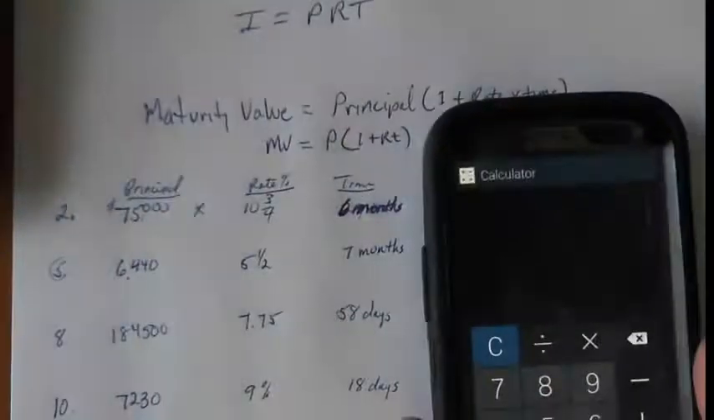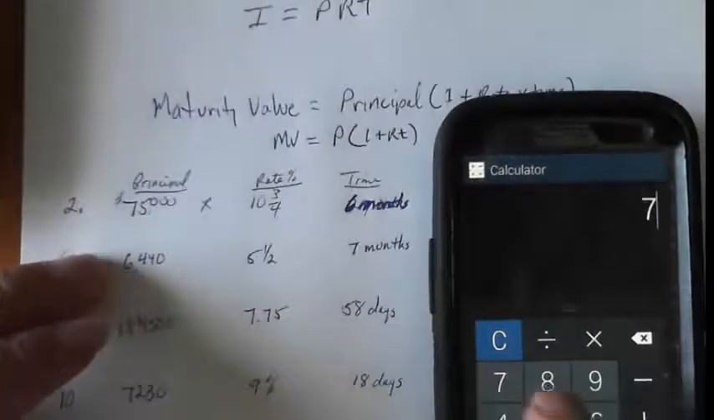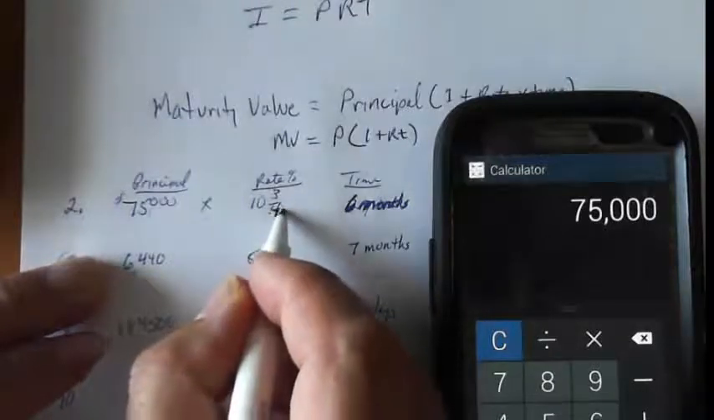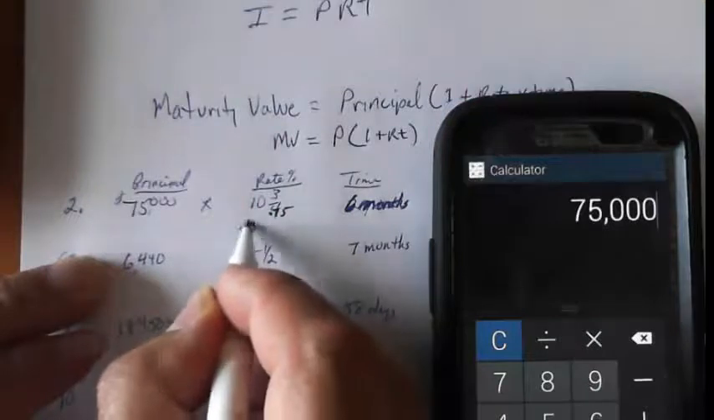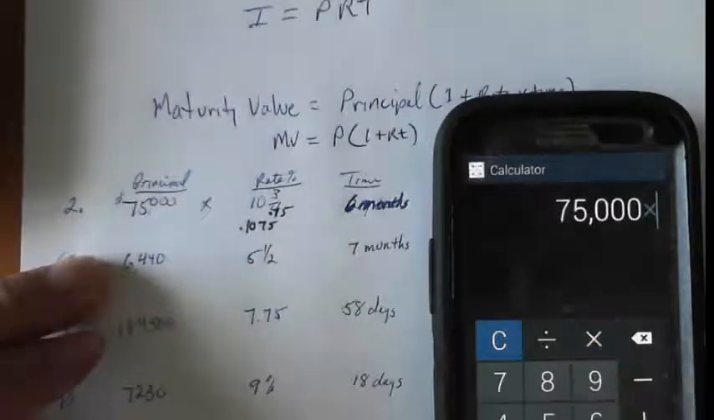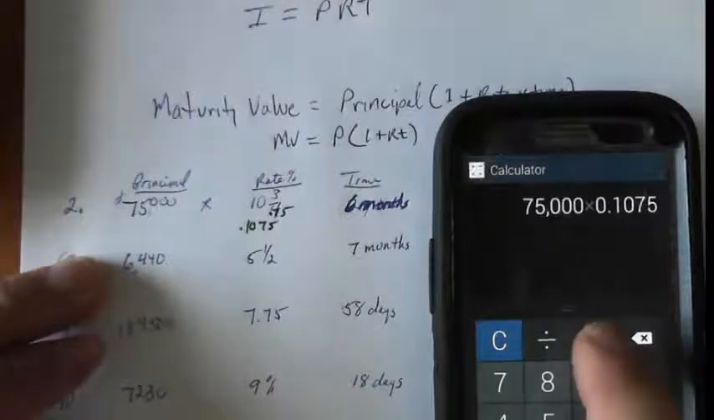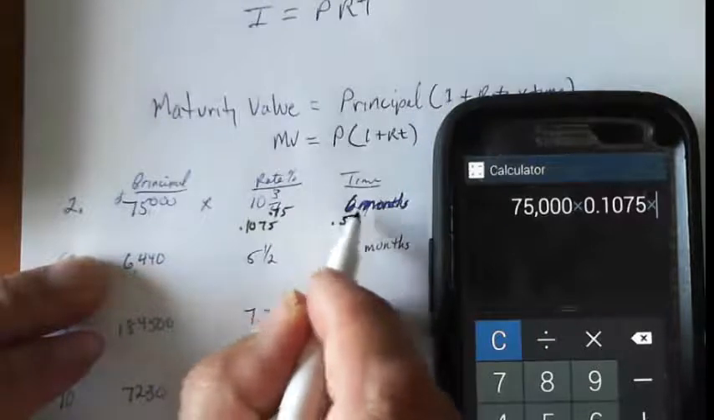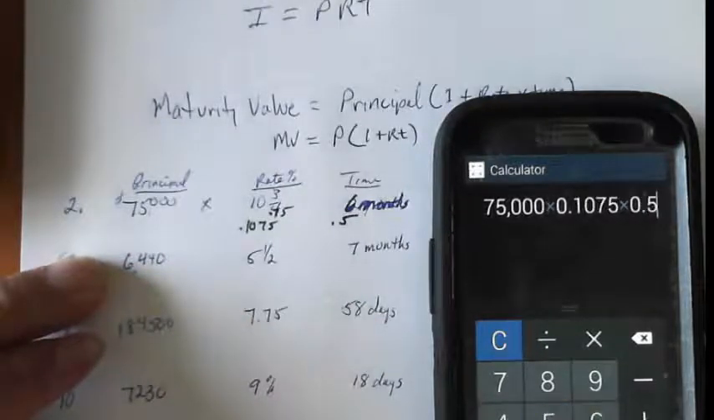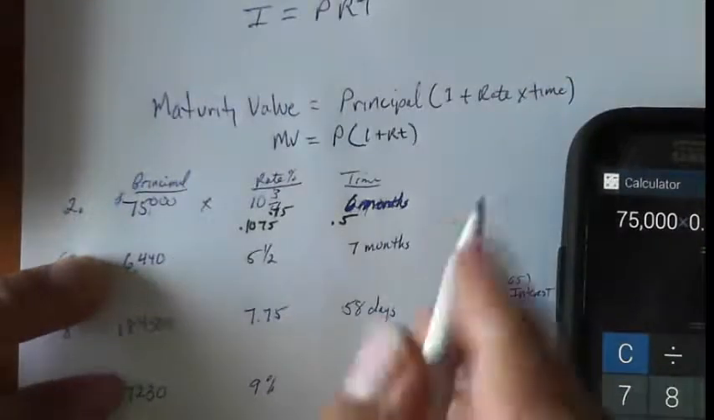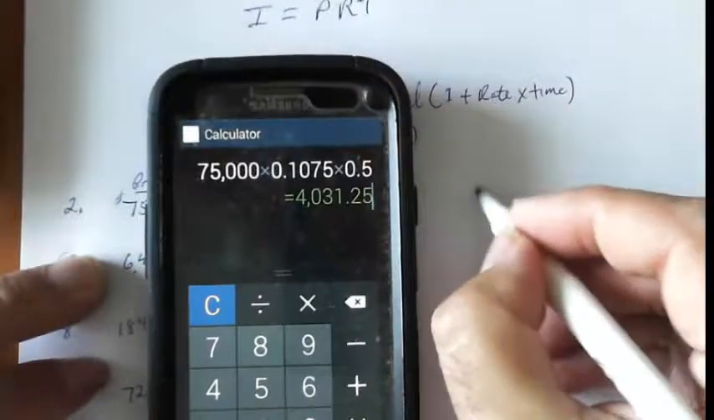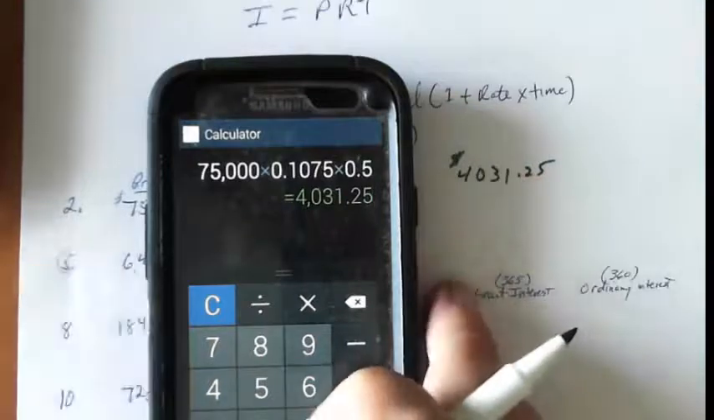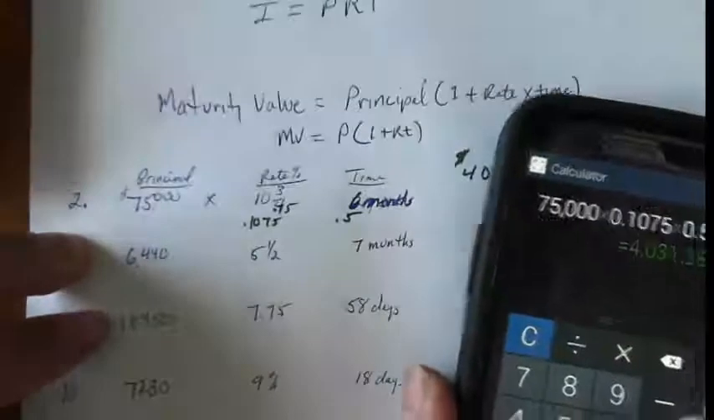So if we have our calculator here, principal is 75,000. We're going to change the rate, 3/4 percent, to 0.0075. Remember, we're going to move the decimal over. So we're going to multiply that by 6 months. 6 months is really half a year, so we're going to change that to 0.5. And we're just going to multiply that through. So our answer then is 2,812.50. Okay, so it's all formula, it's all calculator, no tricks, just applying the formula.